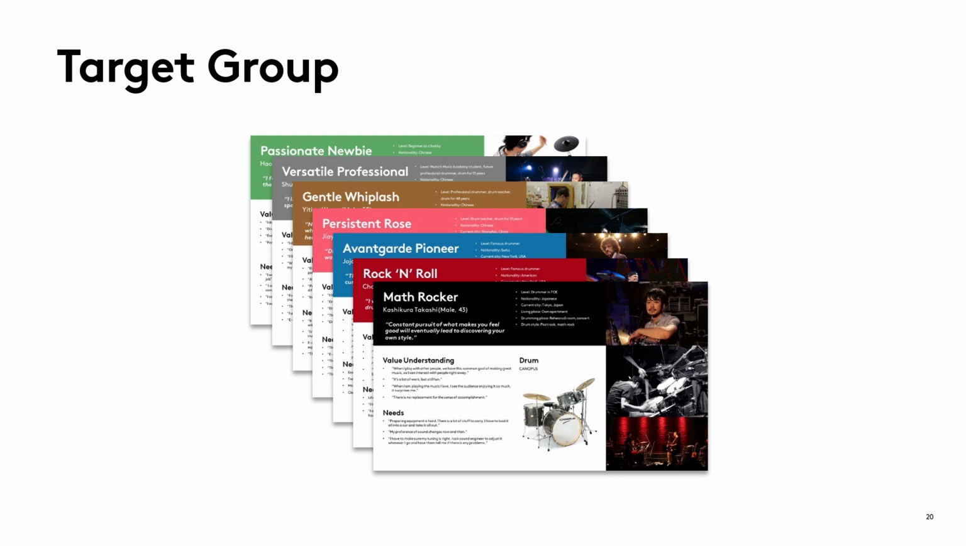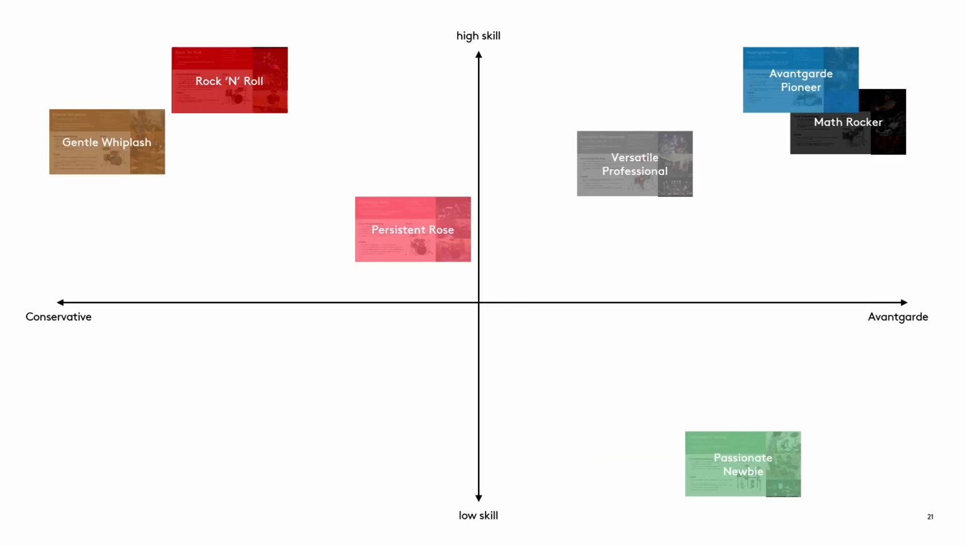As for the target group, based on my interviews, and also because I watched a lot of documentaries and interviews of famous drummers, I generated these 7 personas. I mapped them on this kind of coordinate. The horizontal axis is about how open they are. On the left-hand side are more conservative drummers, very old school, very material driven. On the right-hand side are more open-minded drummers who embrace technology. And the vertical axis represents drum skill, from beginner to very professional drummer.